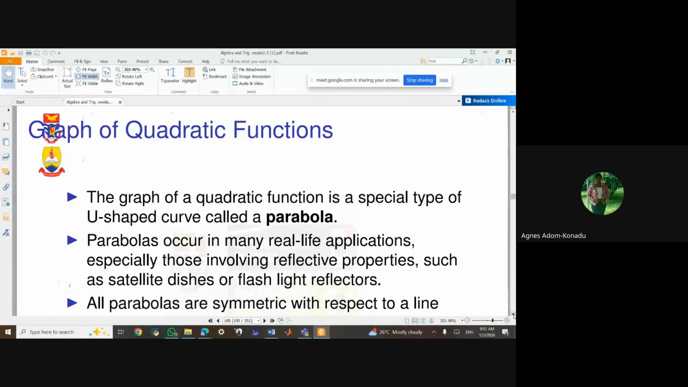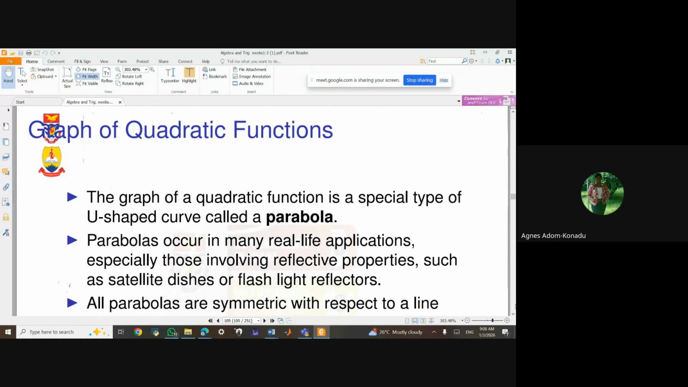Now we want to look at the graph of a quadratic function. All the time when we sketch the graph of a quadratic function, it looks like a U, whether it's a U or a U turned upside down. So the graph of a quadratic function is a special type of U-shaped curve called a parabola. Parabolas occur in many real life applications, especially those involving reflective properties.